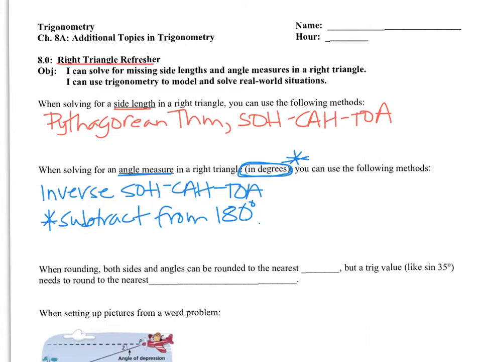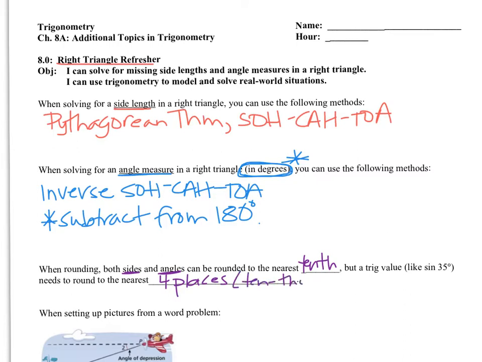Now, when we're asked to round, rounding rules are going to be pretty unique. If you're solving for a side length or an angle measure, you round your answer to the nearest tenth of a degree or tenth of a side length. But if you ever enter a trig value, like sine of 35, for example, and you write out what that answer is, you want to go to the nearest 4 places, and that would be the 10,000ths place.